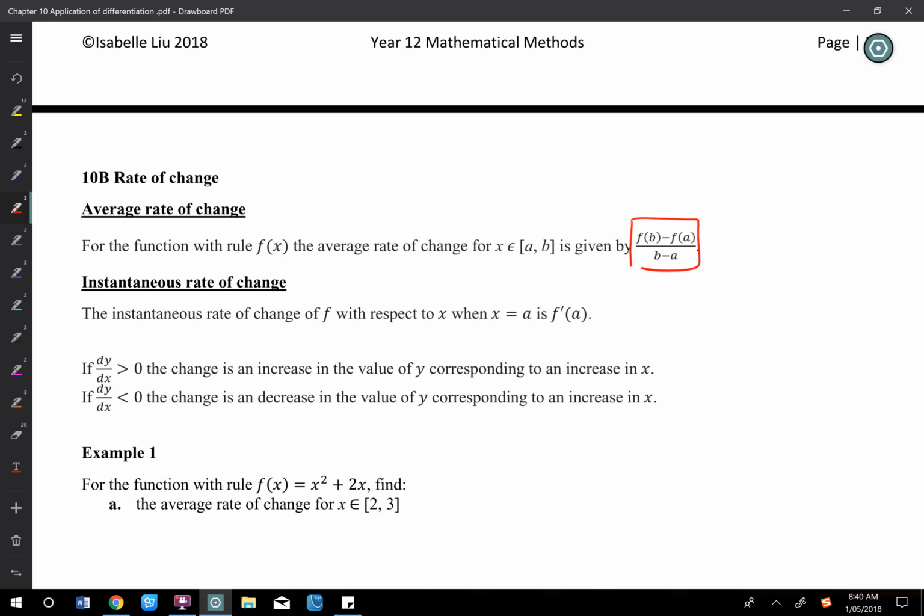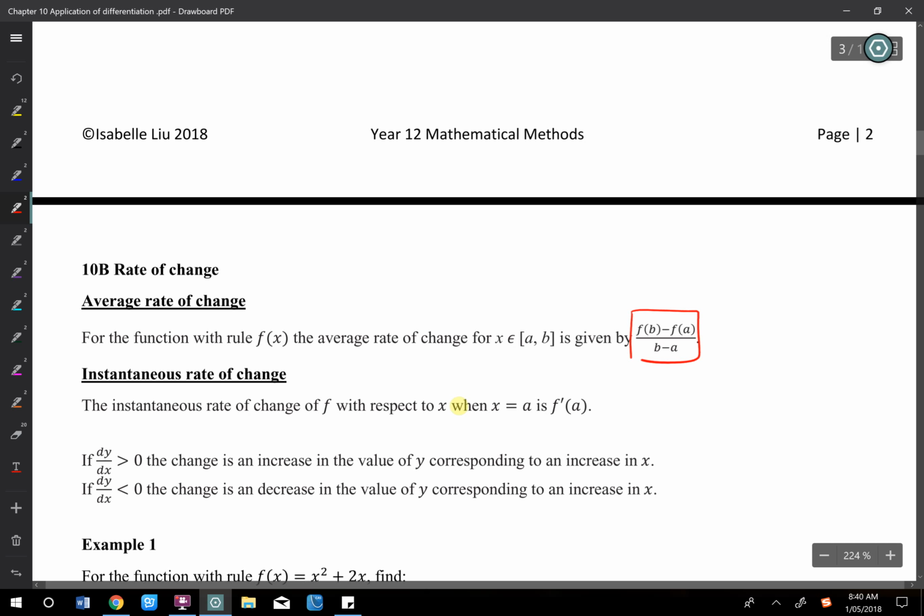So basically you want to see from this point to this point, I don't care what happens in between. I just want to know how much y increased or decreased for how long of the x. So for per unit of x change, how much y gets changed. That's the average rate of change.